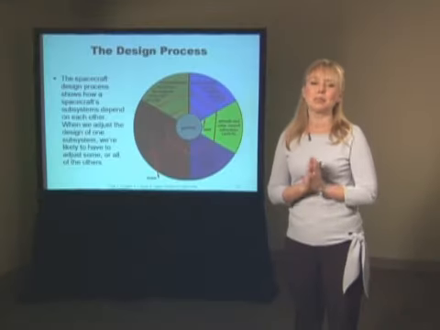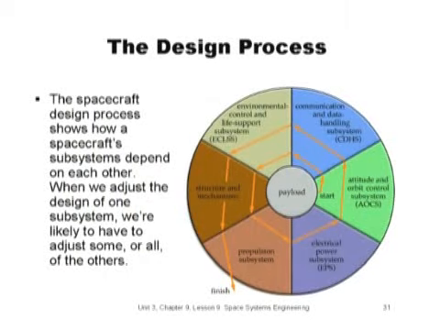Now, we'll go back to our spacecraft example. The spacecraft design process shows how a spacecraft's subsystems depend on each other. When we adjust the design of one subsystem, we're likely to have to adjust some or all of the others. Notice that all subsystems are somehow linked together. This diagram also shows that during the design phase of a mission, things are constantly changing as we learn more and more about each subsystem.